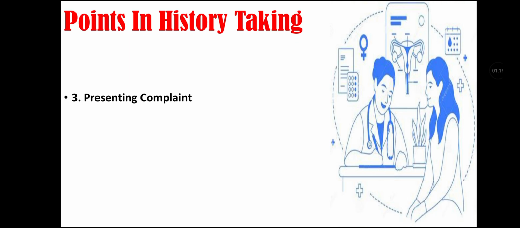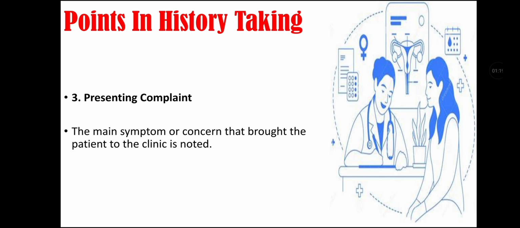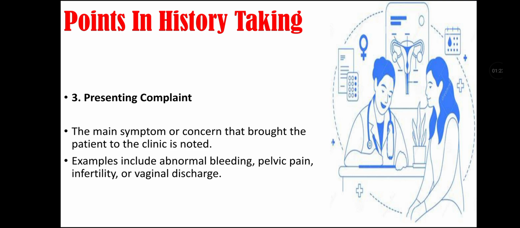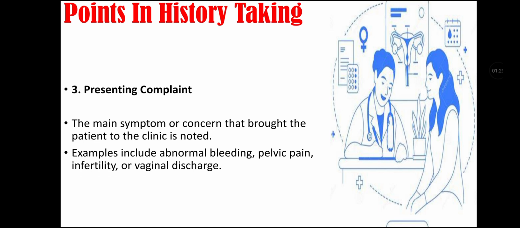Second step we do in history taking is talk about presenting complaint. It is the main symptom or concern that brought the patient to the clinic and it is noted. Examples include abnormal bleeding, pelvic pain, infertility or vaginal discharge.